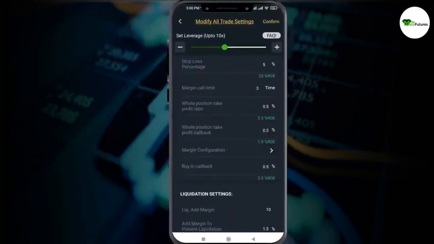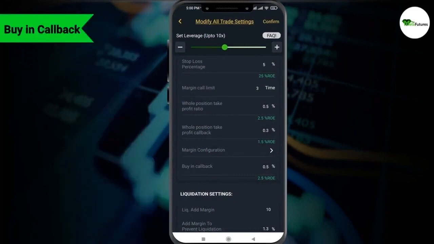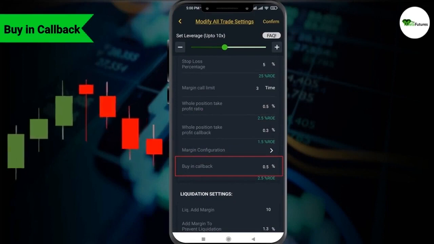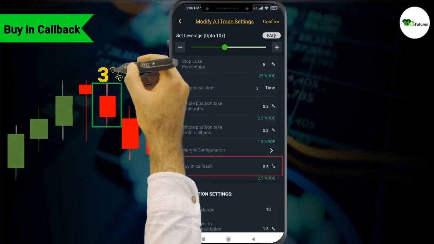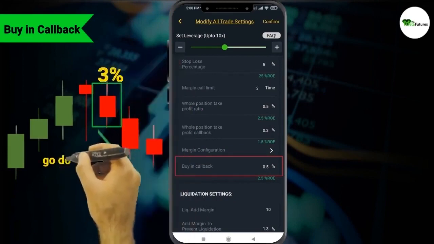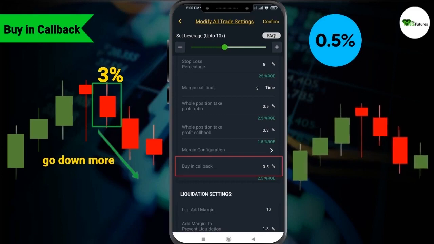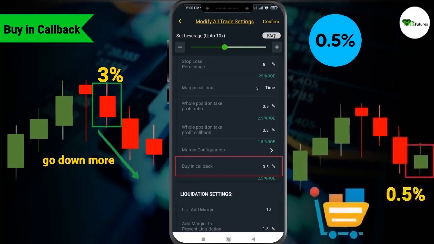Next is buy-in callback. It's the maximum callback the trade gets to reorder at the minimum or maximum price possible. Suppose that the trade is going down. You have set the first buy call at 3%, so when the trade goes down by 3%, then the bot will buy a trade. But there is a possibility that the trade will go down more. As I have entered a 0.5% value in buy-in callback, when the trade goes up by 0.5%, then the bot will buy a trade.